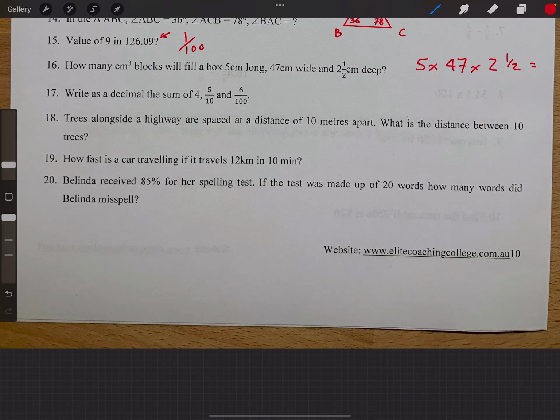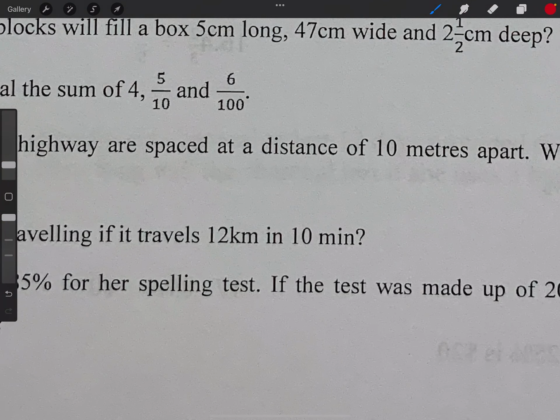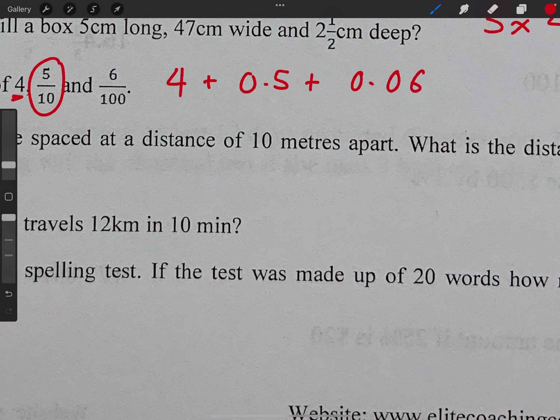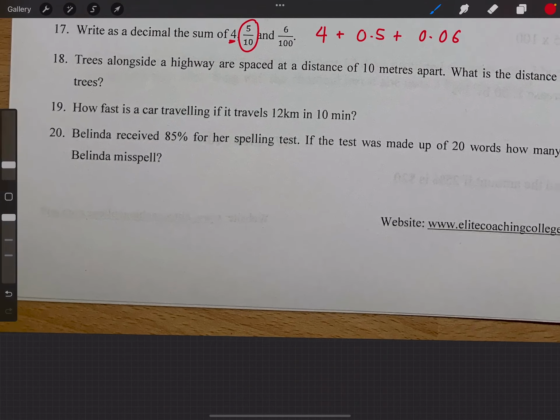Question 17. Write as a decimal the sum of. Okay, so 4 is a whole number. 5 over 10 is 0.5. 6 over 100 is 0.06. Add them all up, get the answer.